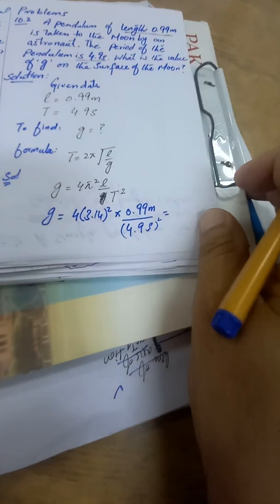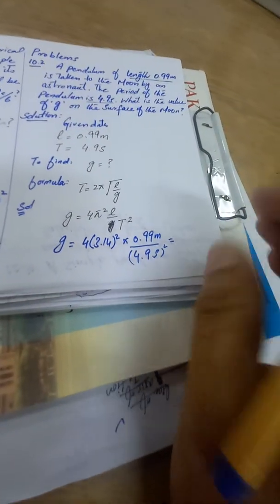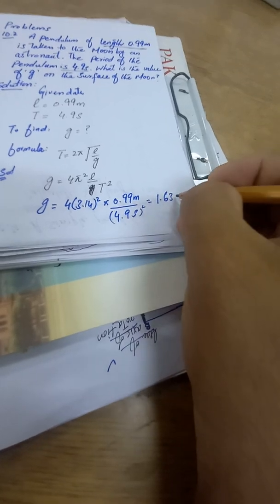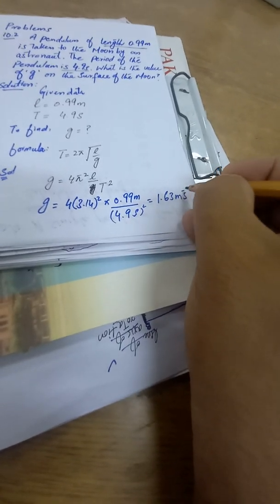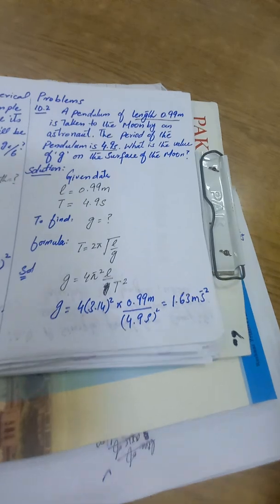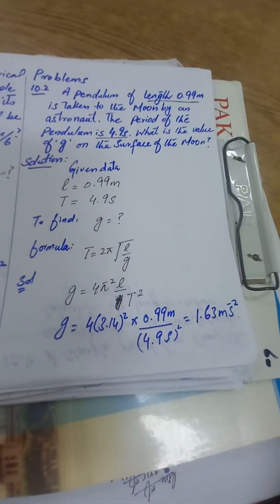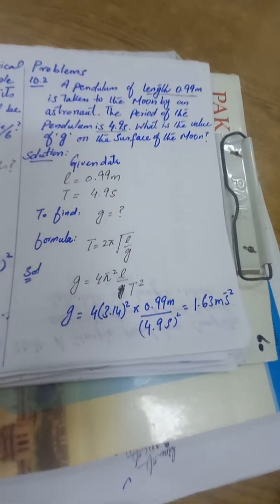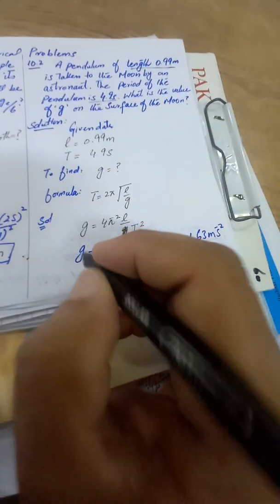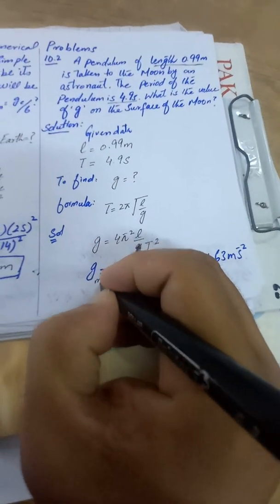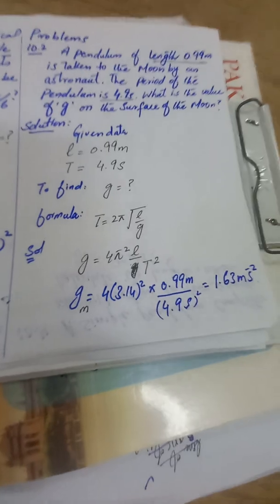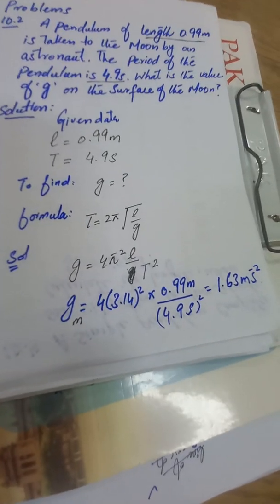So when we divide this, we get the answer 1.63, and the unit for g is meter per second square. So in this problem, we just find the value of g on the surface of the moon. Okay, students. Now the numerical problem 10.3.